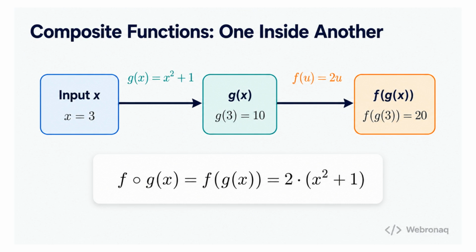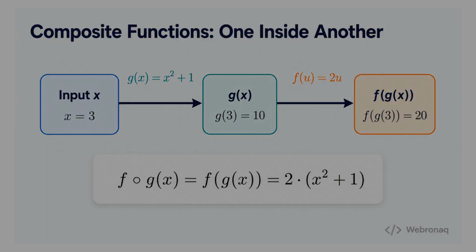the input to f. If x equals 3, then g of 3 gives us 9 plus 1, which is 10. Then f takes that 10 and returns 2 times 10, which is 20. The combined rule is f of g of x equals 2 times the quantity x squared plus 1. This idea of one function living inside another is the heart of composite functions, and recognizing that structure is what the next slide is all about.